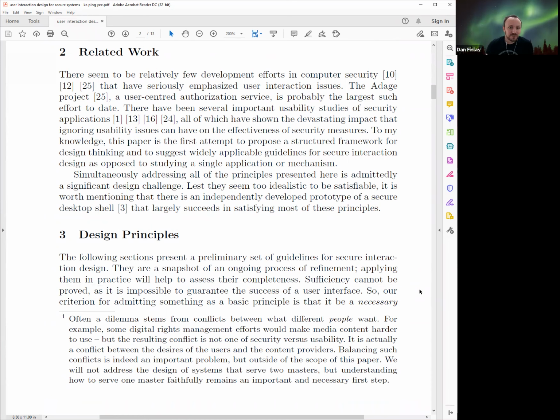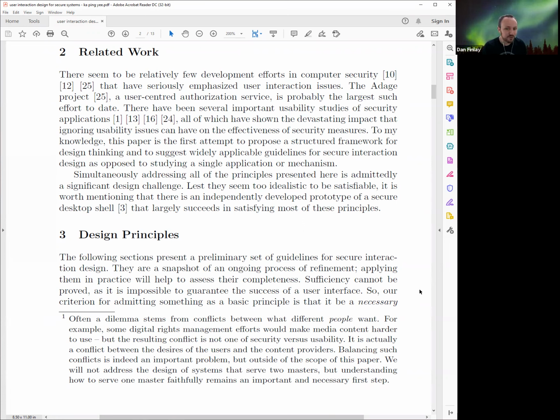On to related work. There seem to be relatively few development efforts in computer security that have seriously emphasized user interaction issues. The Adage project, a user-centered authorization service, is probably the largest such effort to date. There have been several important usability studies of security applications, all of which have shown the devastating impact that ignoring usability issues can have on the effectiveness of security measures. To my knowledge, this paper is the first attempt to propose a structured framework for design thinking and to suggest widely applicable guidelines for secure interaction design, as opposed to studying a single application or mechanism.